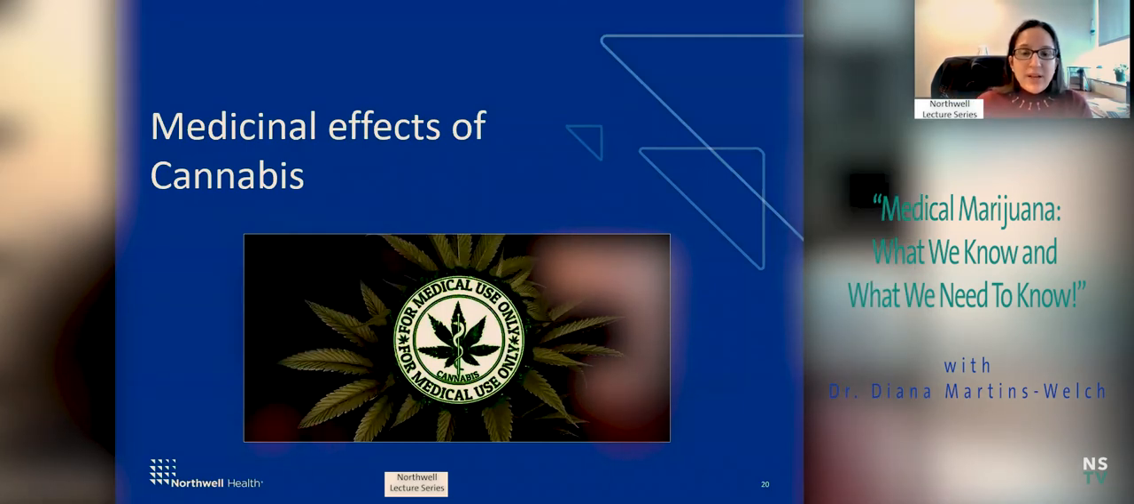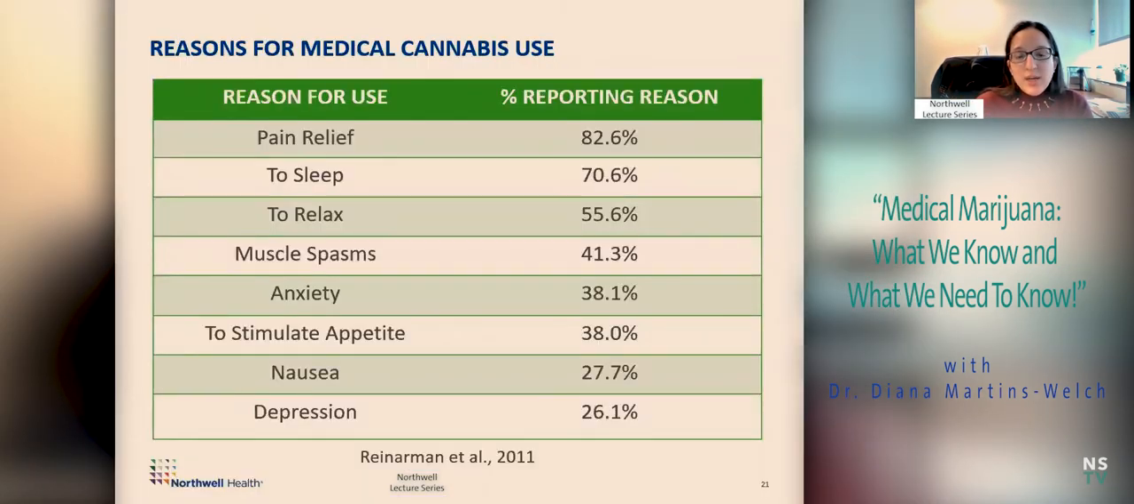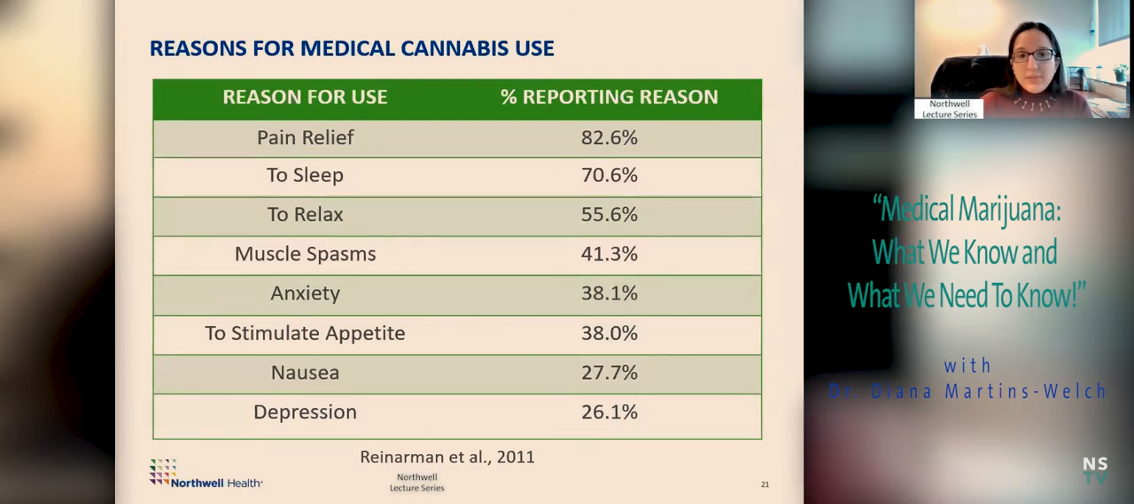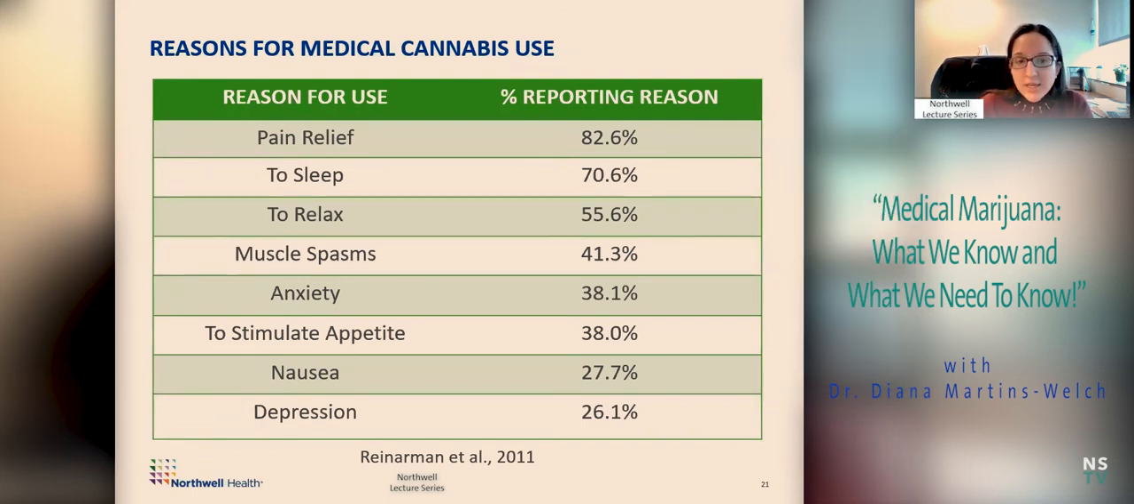So what are some of the medicinal effects of cannabis? This was a paper published 10 years ago that looked at why people reported using cannabis. And the top reason was for pain relief, which I think sustains itself today. Most people I speak with who are using marijuana for medicinal purposes are using it for pain. But many also use it for sleep, almost three-quarters. To relax. And then other reasons for use are muscle spasms, anxiety, stimulation of appetite, nausea, and depression.